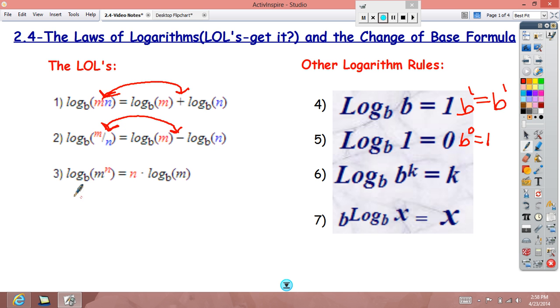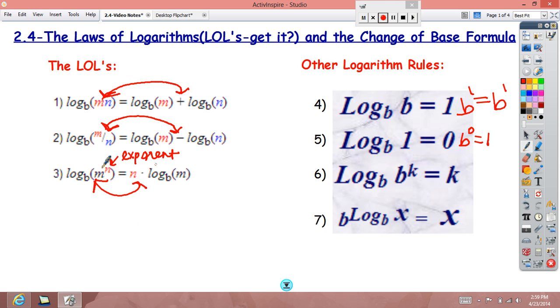The third one is if I have an exponent. So log base b of m to the n power. This right here is an exponent. If this happens, you can make the n the coefficient in front of the log. So log base b of m is what I have here, and then the n comes down into the front, and this is multiplied here. Again, this can go back or forth when you're expanding or condensing. Those are the 3 L's.